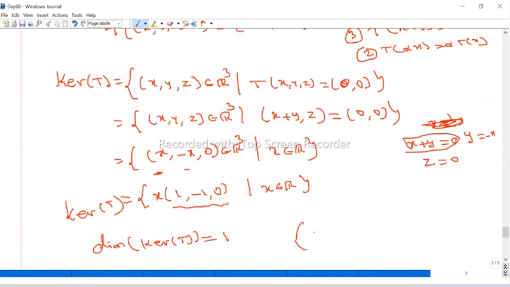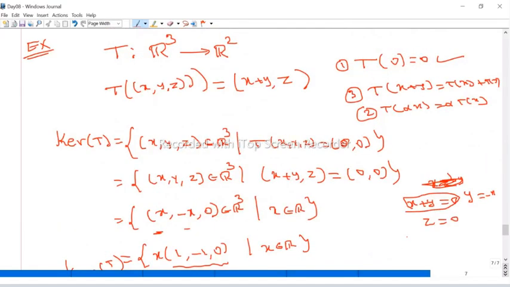So what is the basis? The basis is the set containing only the single element 1 comma minus 1 comma 0. Only this element spans the entire kernel, because any element in the kernel can be expressed as a combination of this 1, minus 1, 0, that is, a scalar multiple of it. Therefore the kernel contains only one vector, namely 1, minus 1, 0. Now what is the range space?